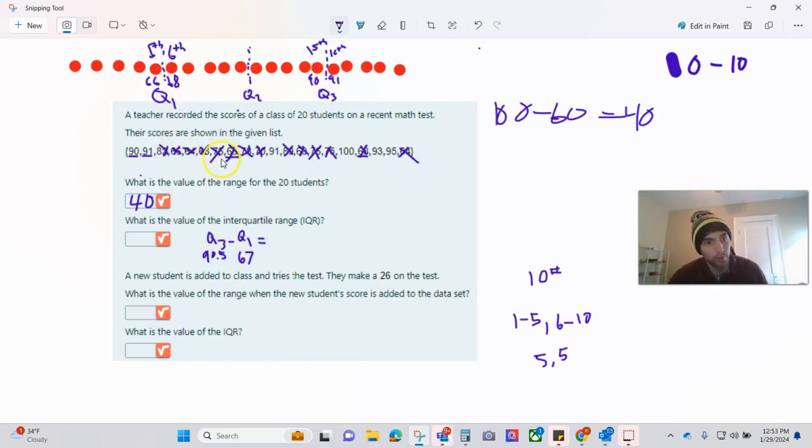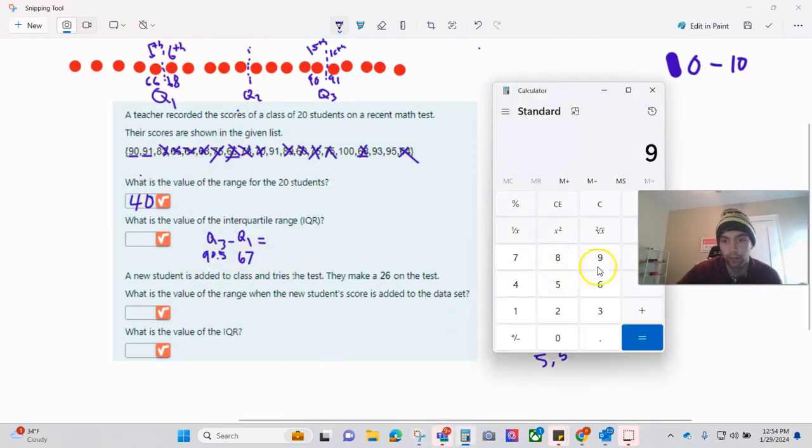I didn't order the numbers from smallest to biggest. You still can. You can use that strat. But I just made dots instead of ordering the numbers. Now let's do 90.5 minus 67. 23.5.